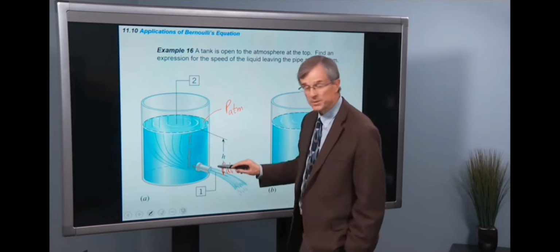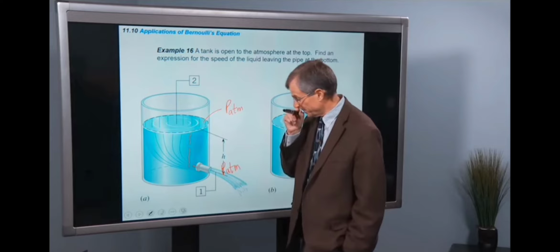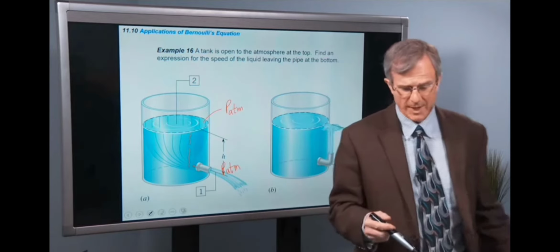Because it's open to the atmosphere, and anything that's open to the atmosphere is at atmospheric pressure.